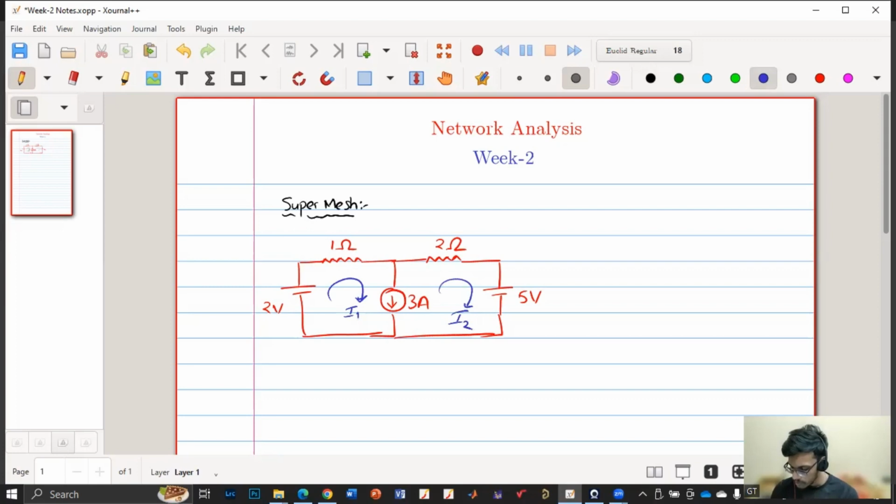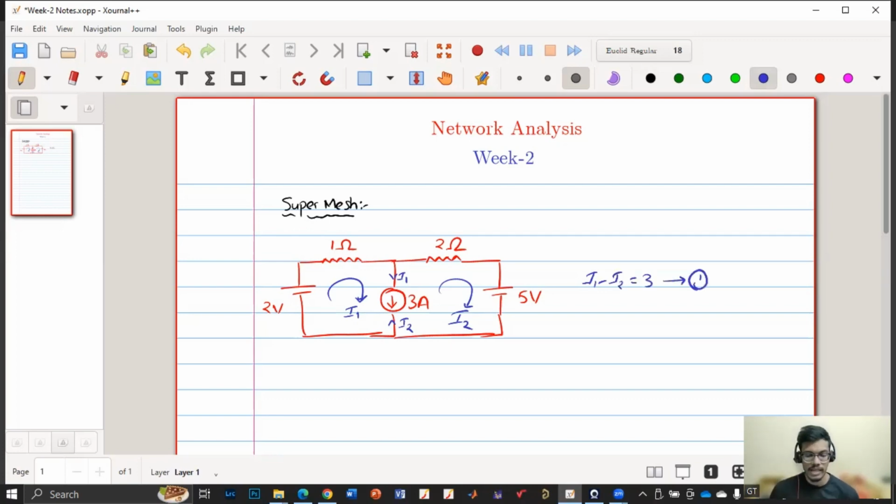So from this I1 and I2, I can see that I1 minus I2. So in this branch, I1 is flowing like this and I2 is flowing like this. As the current is flowing in the downward direction, the downward current is given by I1 minus I2. So I1 minus I2 will be 3. So this is equation 1.